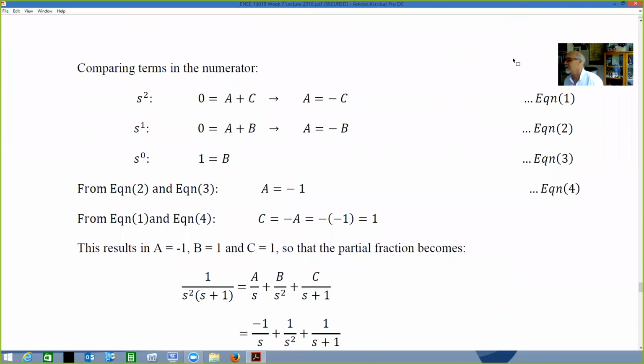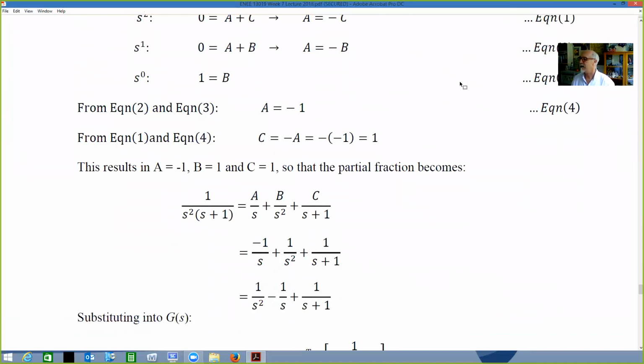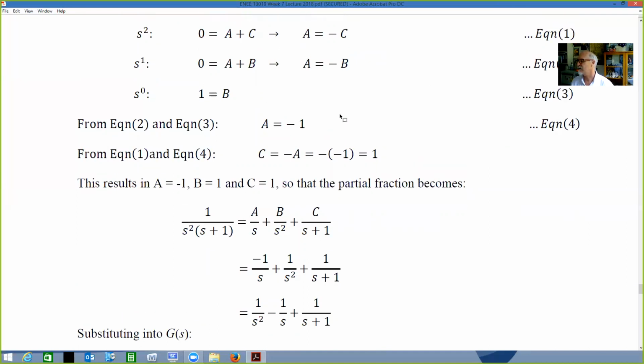So now we just do some basic algebra. We can rearrange our equations. Very simply we get the answer because we know B equals 1. So A equals negative B, so A must equal negative 1. And of course A equals negative C, so C must equal the negative of -1, which equals 1. Now these calculations result in A equals -1, B equals 1, and C equals 1.